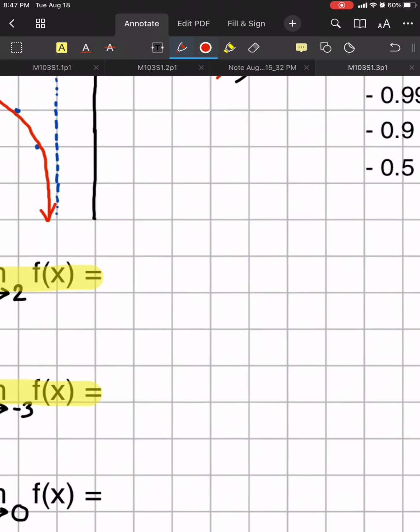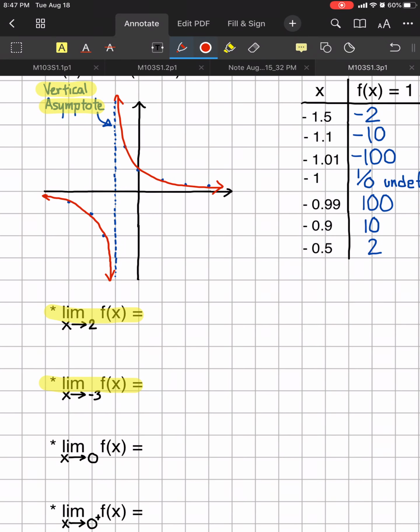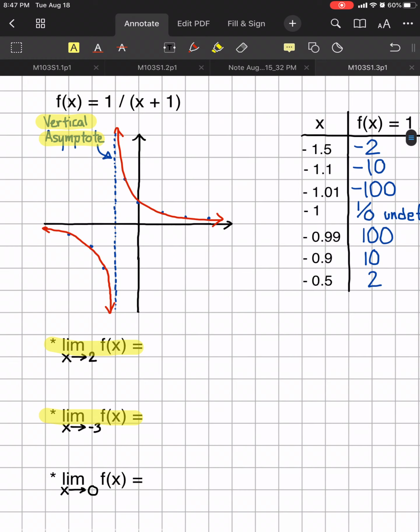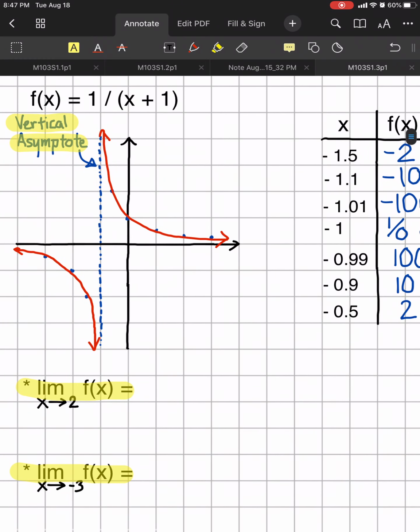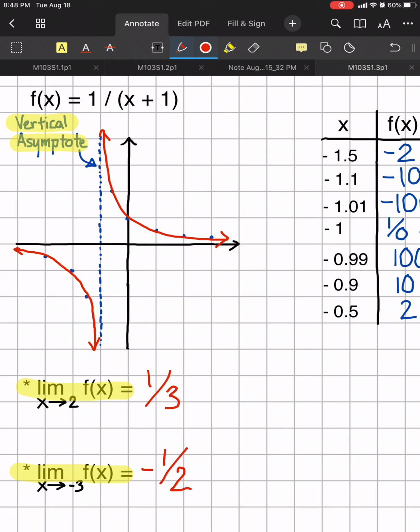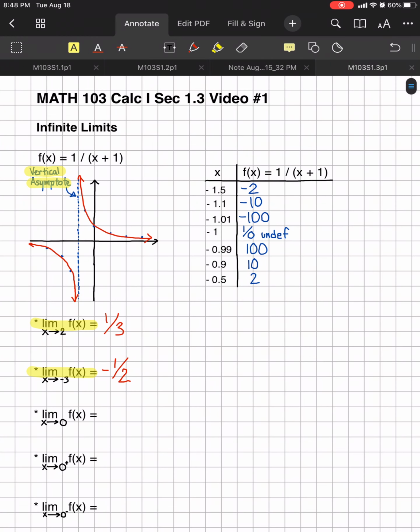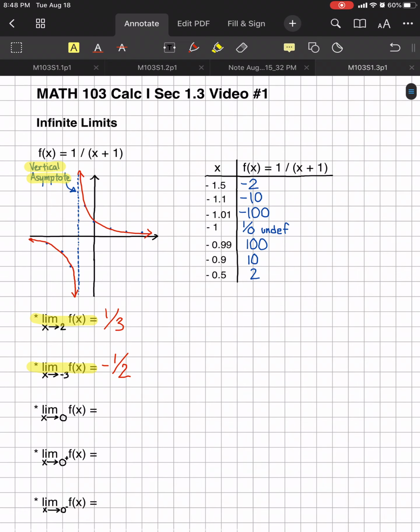Okay, so if we plug in 2, we get 1 over 2 plus 1, which is 1/3. And if I plug in -3, I get 1 over -2, which is -1/2. And plugging those in and getting values, remember, if we have a polynomial over another polynomial, we're allowed to do that when we're finding a limit. So it's easy enough to do there.